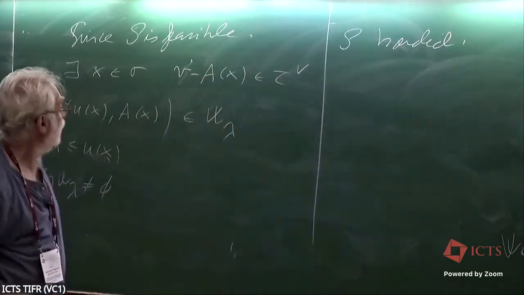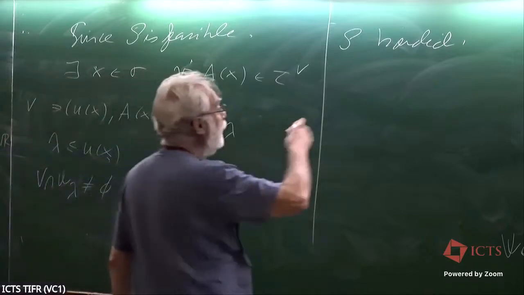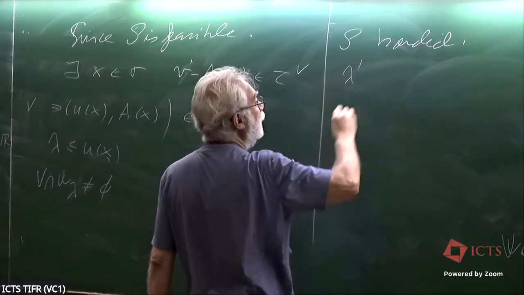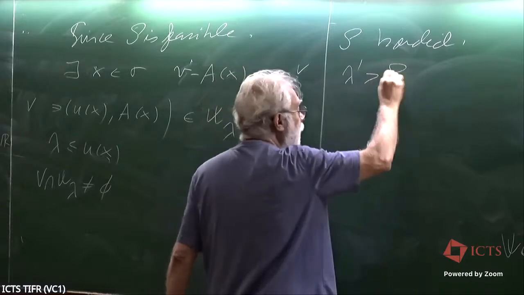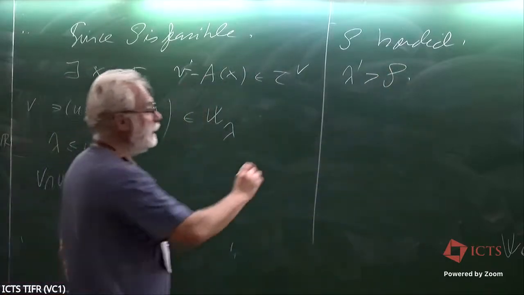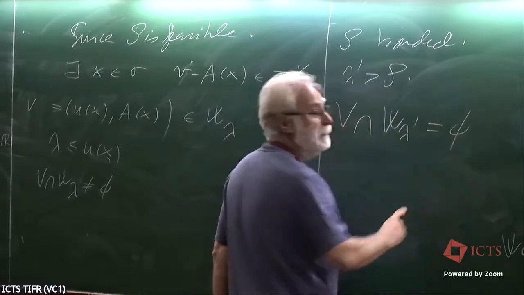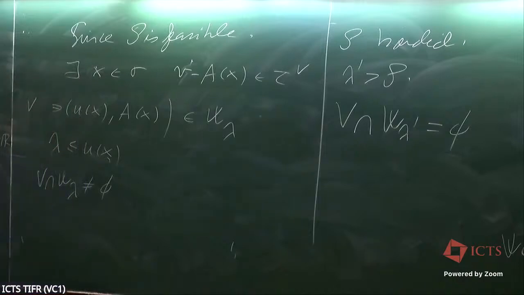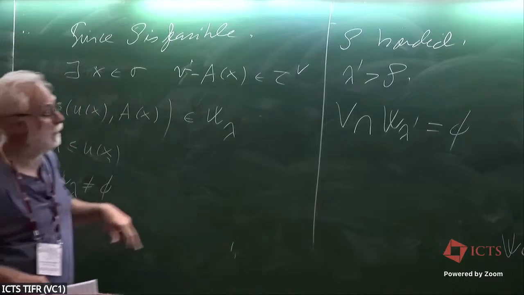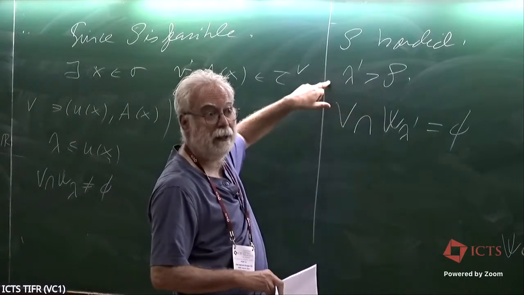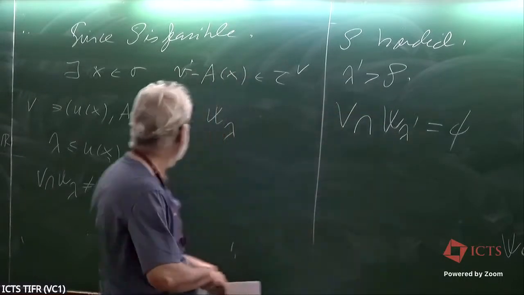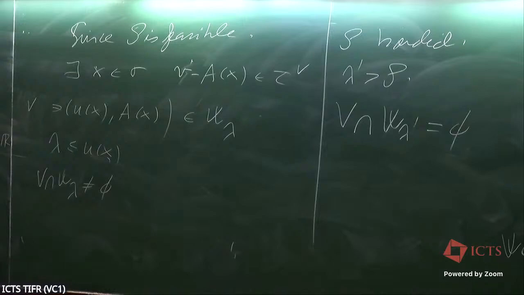Since P is bounded, this means that if I took now lambda prime, which is bigger than P, then one can see that B intersected with W lambda prime has to be the empty set. There is no way that I have an element that belongs to the intersection, because then the value U of X would be smaller or equal than P, but I am taking lambda bigger than P. So this is the empty set, which means that in this picture, when I move W to the right, they have to be separated.